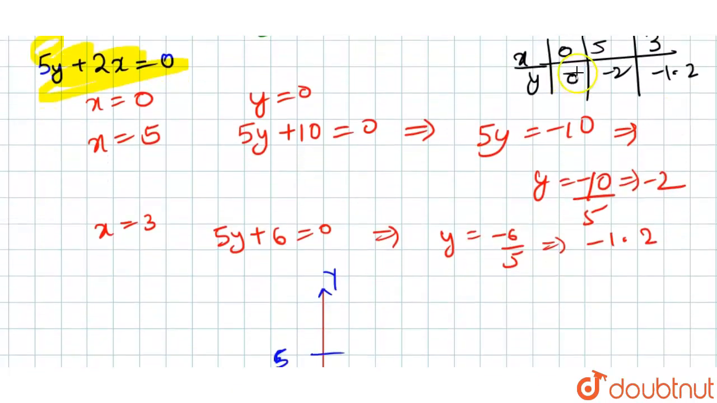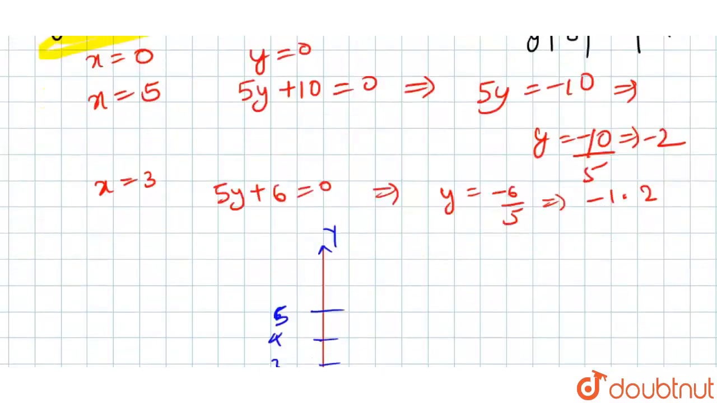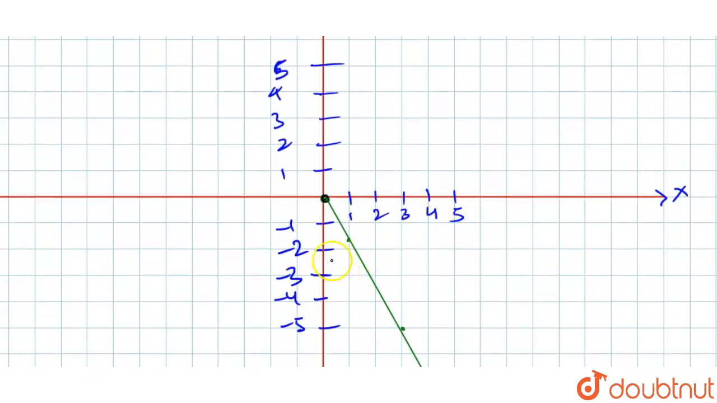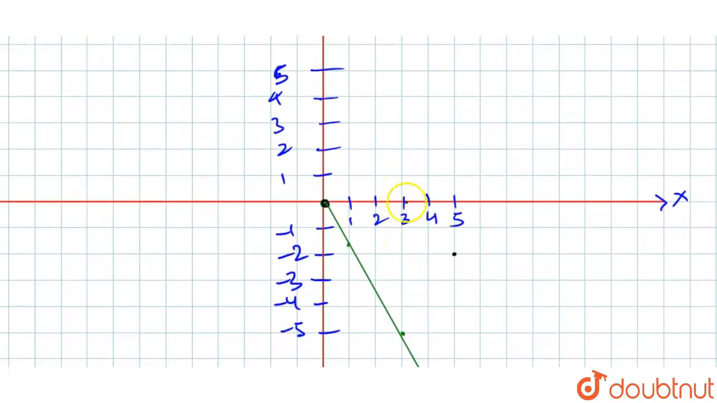And the second line will lie on 0, 0, 5, minus 2, so we will plot these points now. 0, 0, right? And the other point is 5 and minus 2, that means right here. The third point is 3 and minus 1.2. That means 3 on the x-axis and y will be minus 1.2, somewhere here. Now we will connect these points as well. So this will be our line.